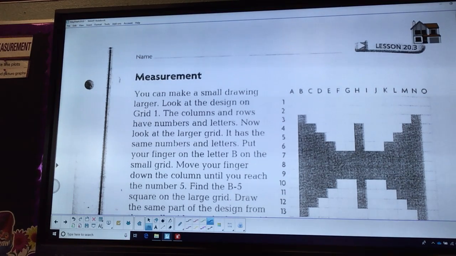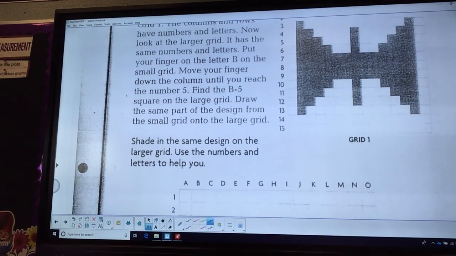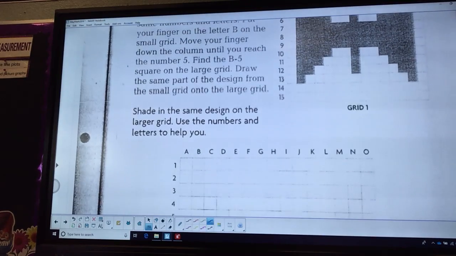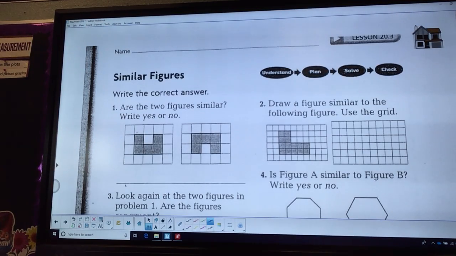Find the B5 square on the larger grid. Draw the same part of the design. Okay, so this is pretty much the same as what we were doing, but you're going to draw it on the big one here. And you're going to shade it just like this one is. So make sure that you have a crayon or your pencil to color it in. And finally, this is one that you're going to do on your own.